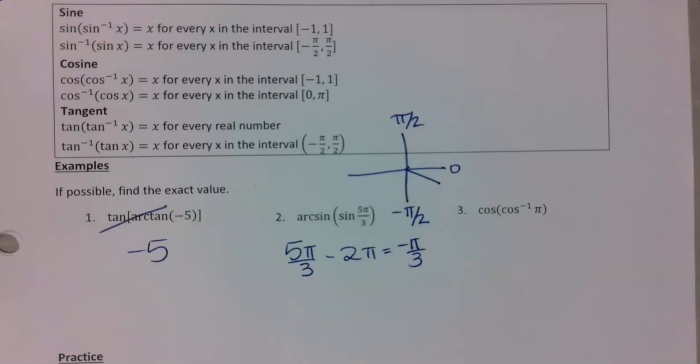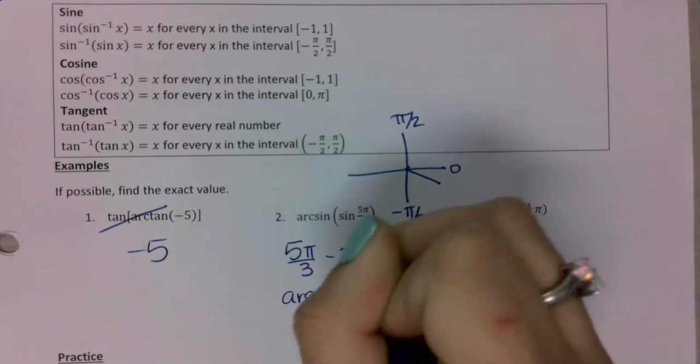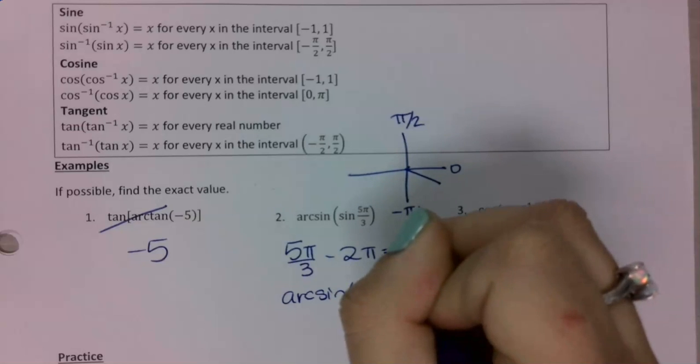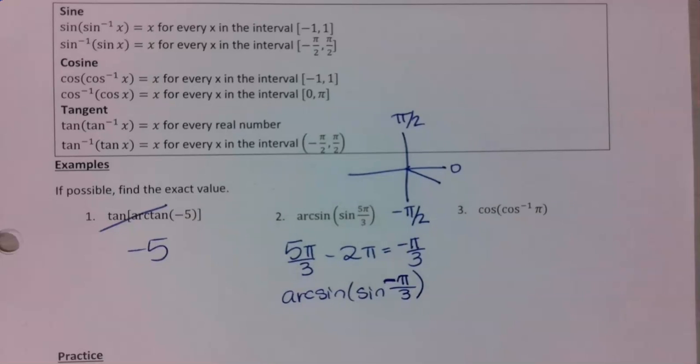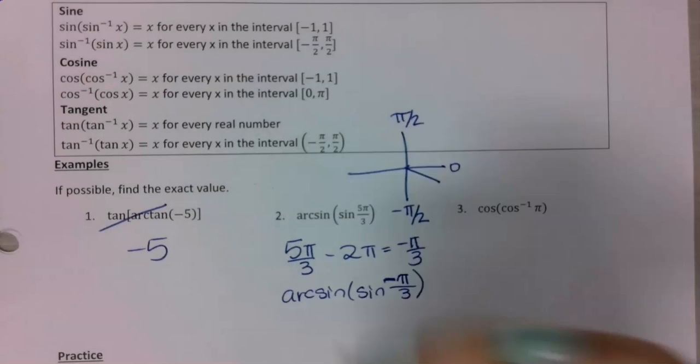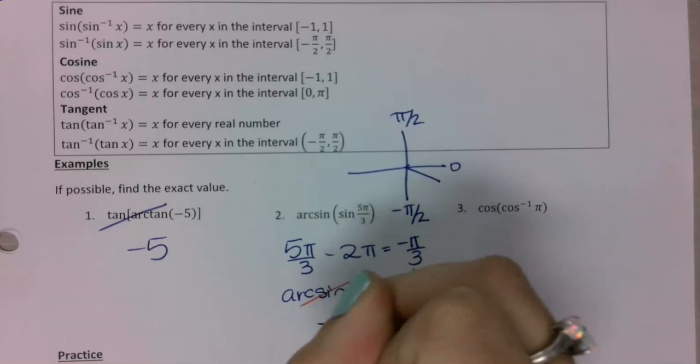Okay, so I can rewrite this as arcsine of -pi/3. So because -pi/3 is in that domain, my arcsine and sine will cancel out, and my answer here is just -pi/3.